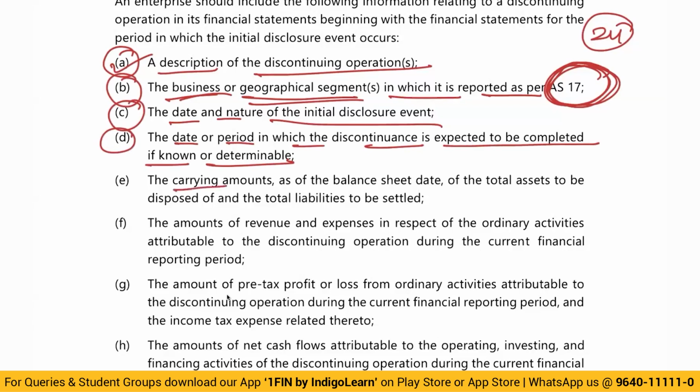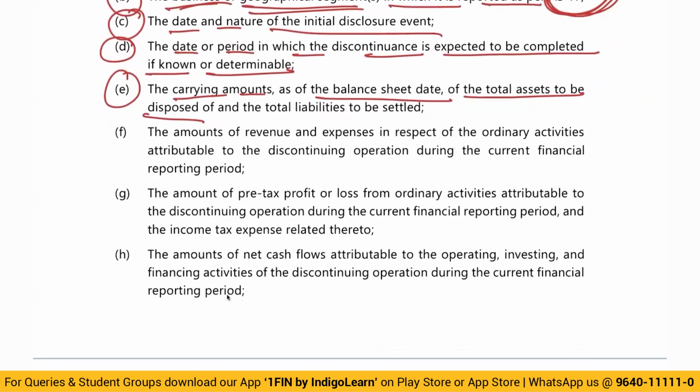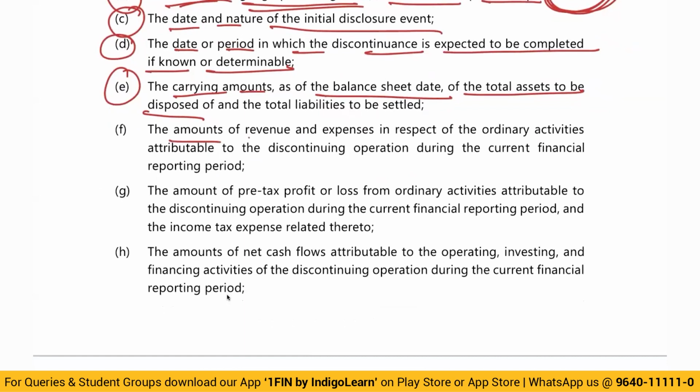Then the carrying amount as of the balance sheet date of the total assets to be disposed of and the total liabilities to be settled. What is the asset and liability breakup of the discontinuing operation? Then the amounts of revenue and expenses in respect of the ordinary activities attributable to the discontinuing operation during the current financial reporting period. This is very important. What this basically says is, what is the revenue and expenses attributable to the discontinuing operation only from ordinary activities during the current financial period? Okay, that's the first thing.